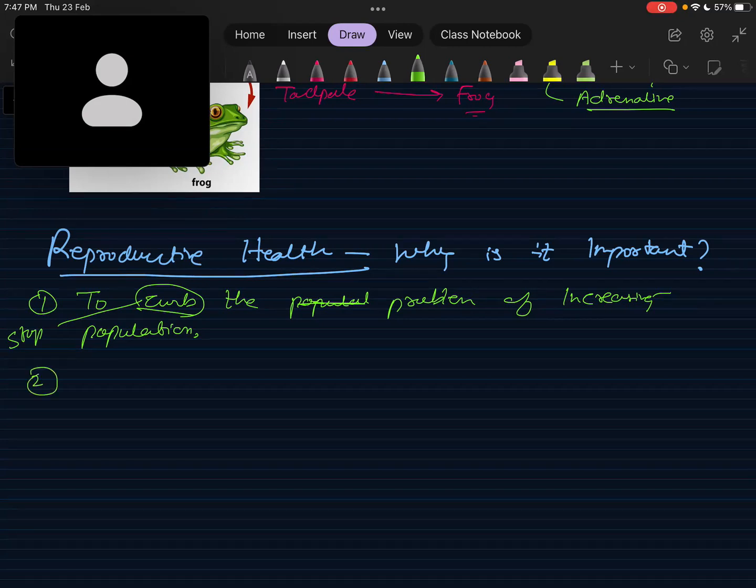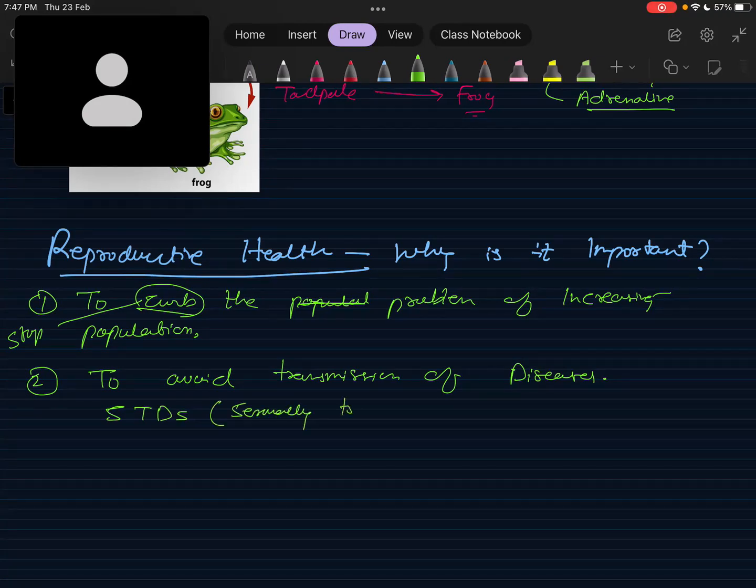Another thing is to avoid sexually transmitted diseases. In reproduction, there are many diseases that get transferred from one partner to another. So to avoid transmission of disease. Those diseases are called sexually transmitted diseases, STDs.